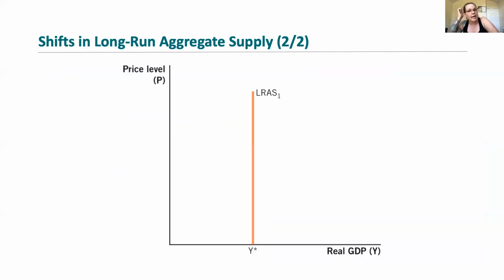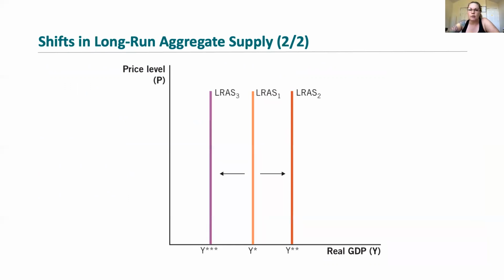So if we have the long run aggregate supply curve currently at the full employment output level, Y star, an increase in the long run aggregate supply curve means that we can now produce more at the same level of full employment. This would be a shift to the right. A decrease in the long run aggregate supply would mean that we can produce less at full employment. This would be a shift to the left. Remember, right is more, left is less.